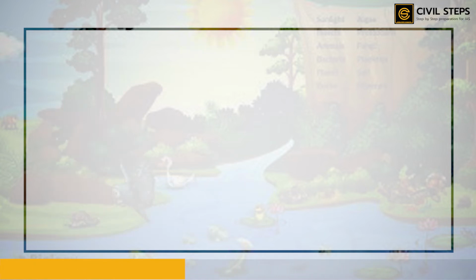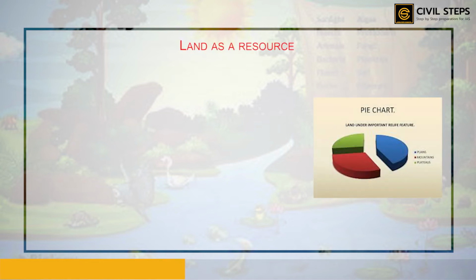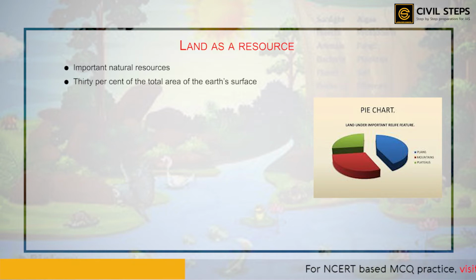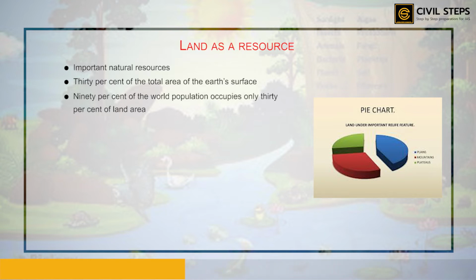So, the first topic that we are talking about is land as a resource. Land is among the most important natural resources. It covers only about 30% of the total area of the Earth's surface, and all parts of this small percentage are not habitable. 90% of the world population occupies only 30% of the land area. The remaining 70% of the land is either sparsely populated or uninhabited.